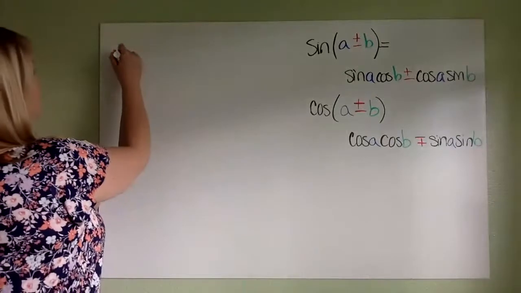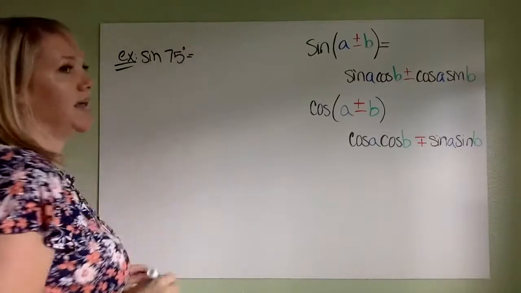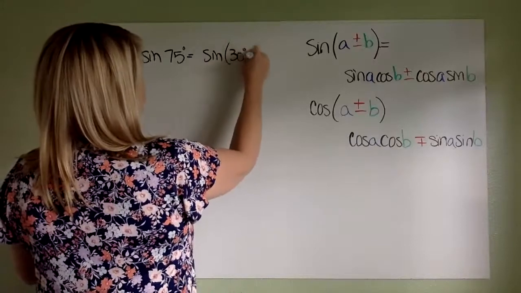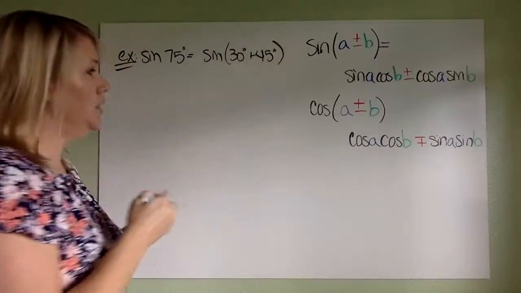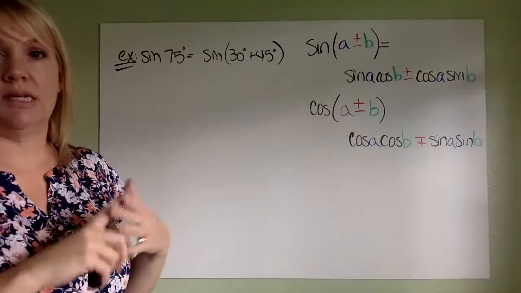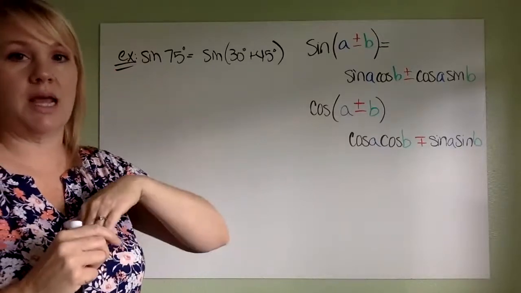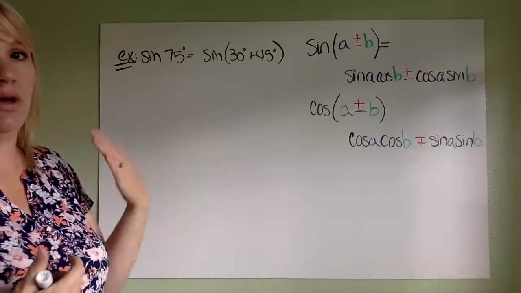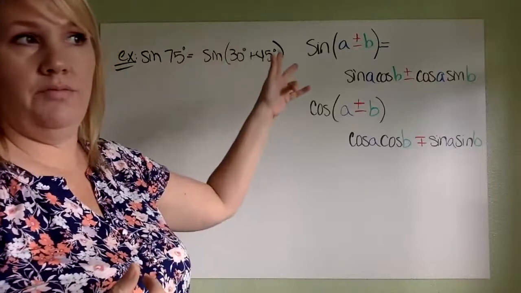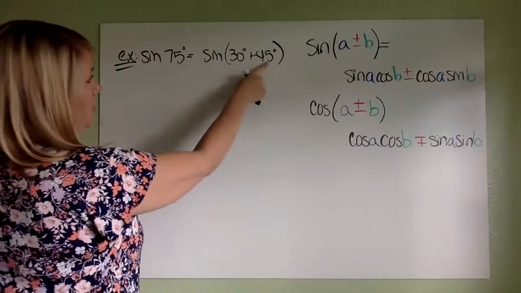I'll show you an example of what that looks like. So if I have the sine of 75 degrees, I can find its exact value by rewriting it as the sine of 30 plus 45. Now, you want to choose two angles that are on your unit circle, angles that are 30, 45, 60, 90, and then any of those reference angles would be in any other quadrant. So generally, you're going to be using quadrant 1 and quadrant 2: 30, 45, 60, and then 120, 135, and 150. So 75 can be made up of 30 plus 45.